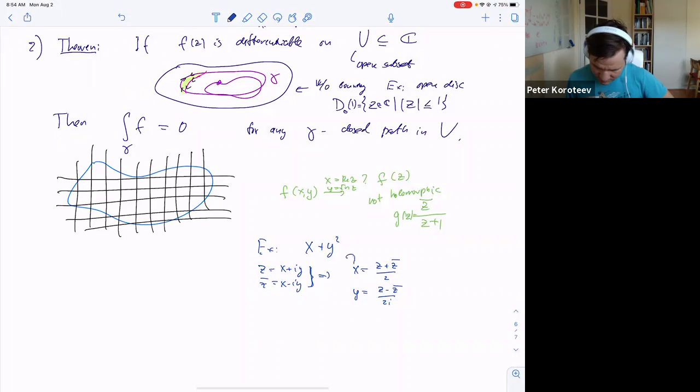Right? You can plug it in here. So you get (z + z̄)/2 plus ((z − z̄)/2i) squared. Well, let's calculate what it is equal to. We can open up the parentheses and take out 1/2.